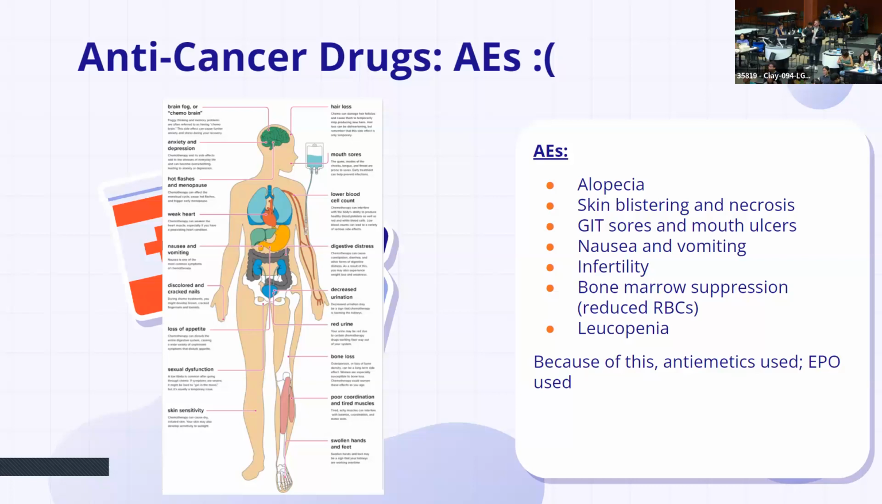And because of the side effects, often we use antiemetics or anti-nausea tablets, and we can also use erythropoietin, and that will form red blood cells, because if we get bone marrow suppression, then we get an inhibition of red blood cell synthesis. And so as a result, EPO is a good way to combat that.